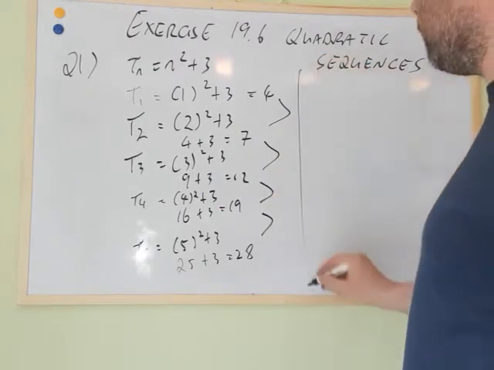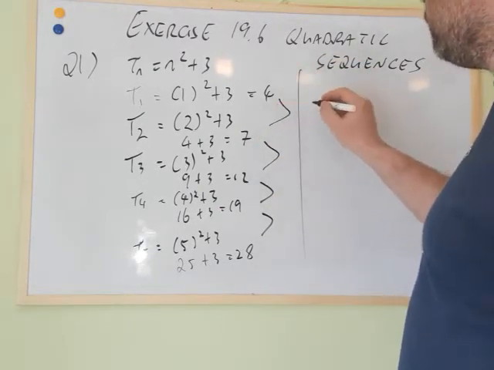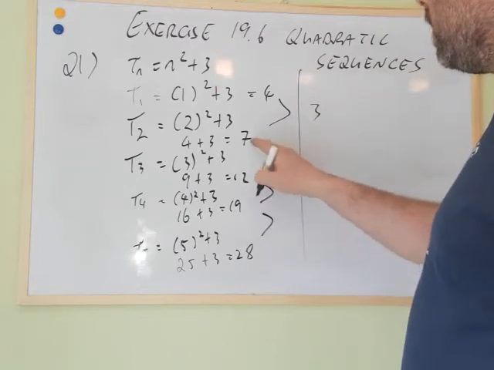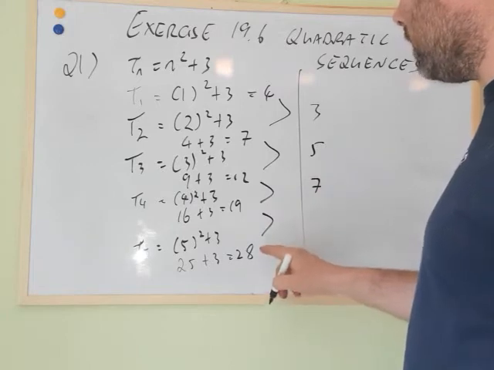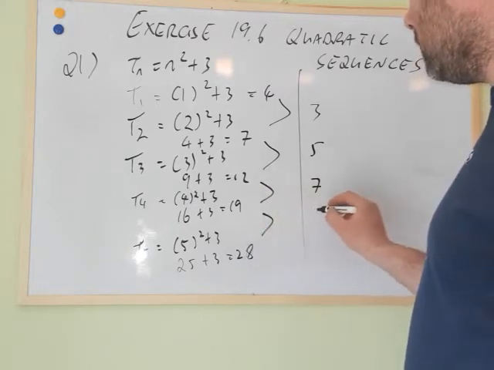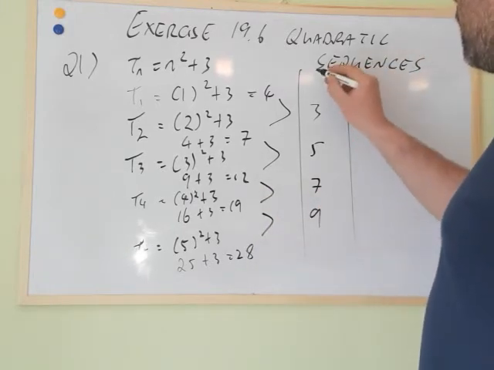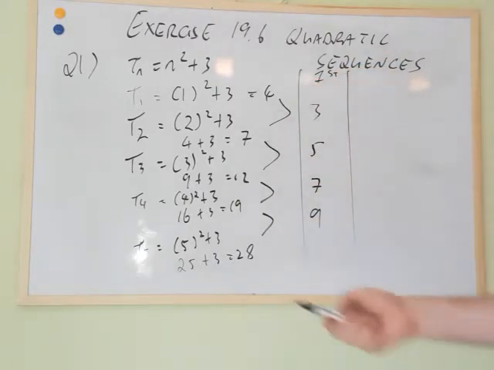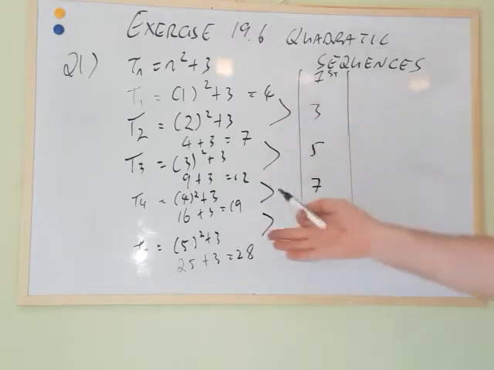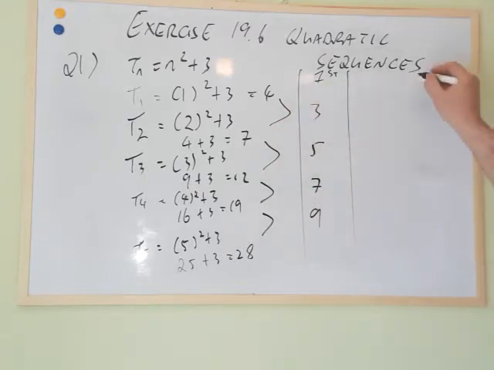So the first difference: 7 minus 4 is 3, 12 minus 7 is 5, 19 minus 12 is 7, 28 minus 19 is 9. Well, our first difference is not the same. In other words, these numbers are not going up by the same each time, which you can tell from looking at them, so it's not linear.